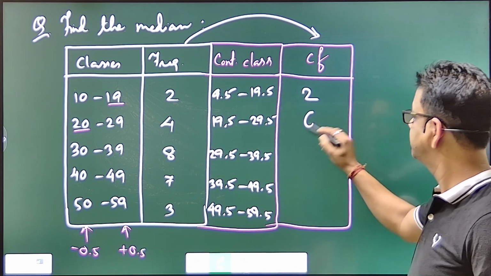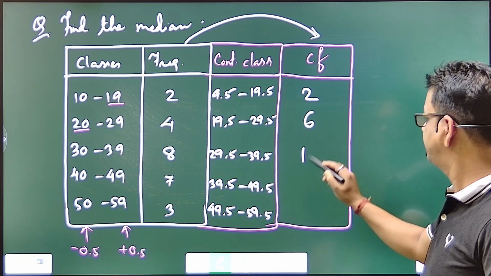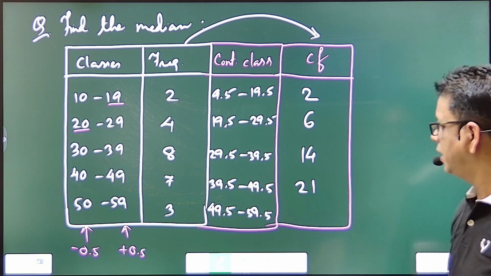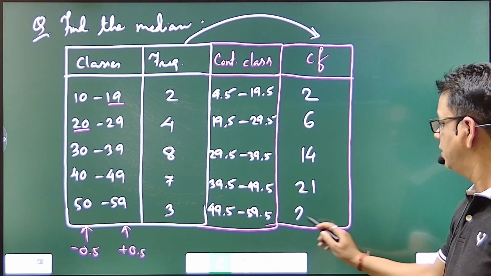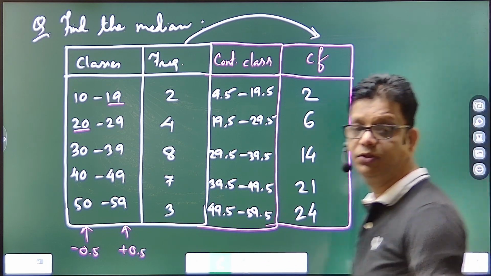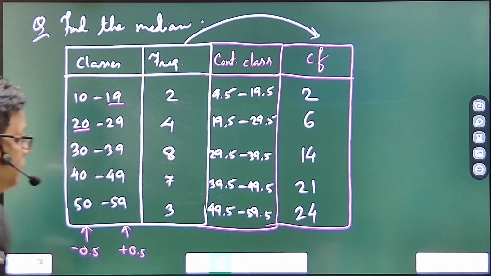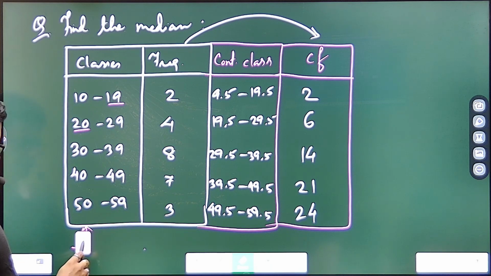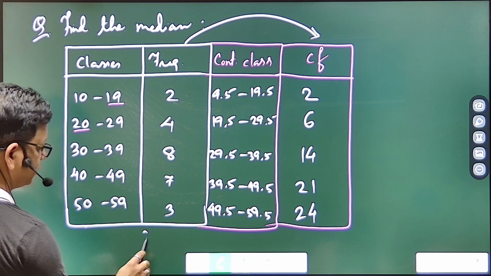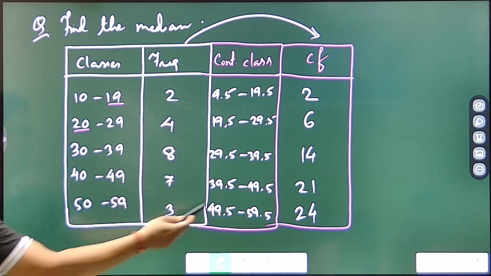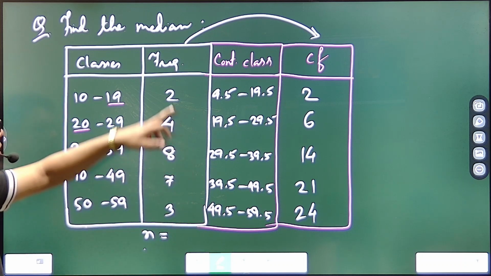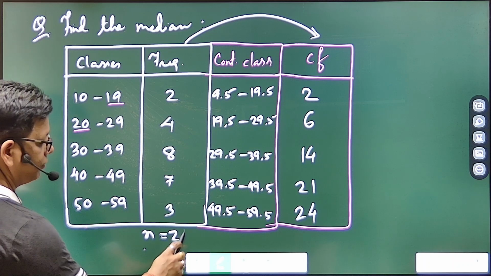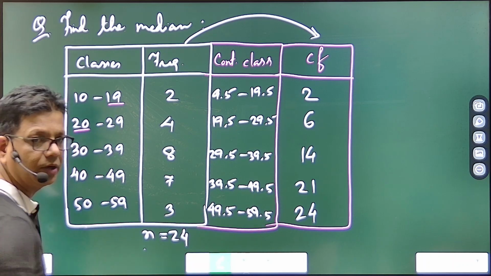So 2, then you know it gets added like this. 2 plus 4, 6, then 8 plus 6, 14, 7 plus 14, 21, and 21 plus 3 is 24. This is the CF. What else do you need to do? Add the frequencies, yes or no? Add all these numbers and you can check it; you will get the same number. If not, it is wrong. So 2 plus 4, 6, plus 8, 14, plus 7, 21, plus 3, 24. You see they are matching, right?